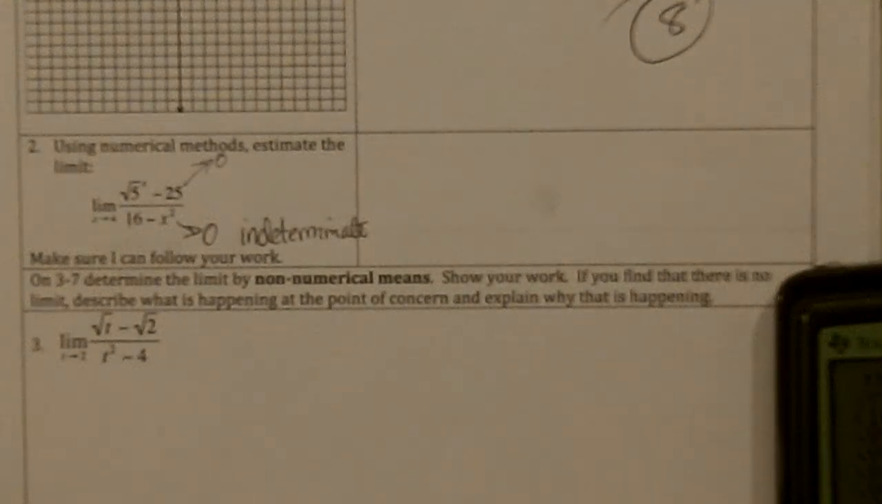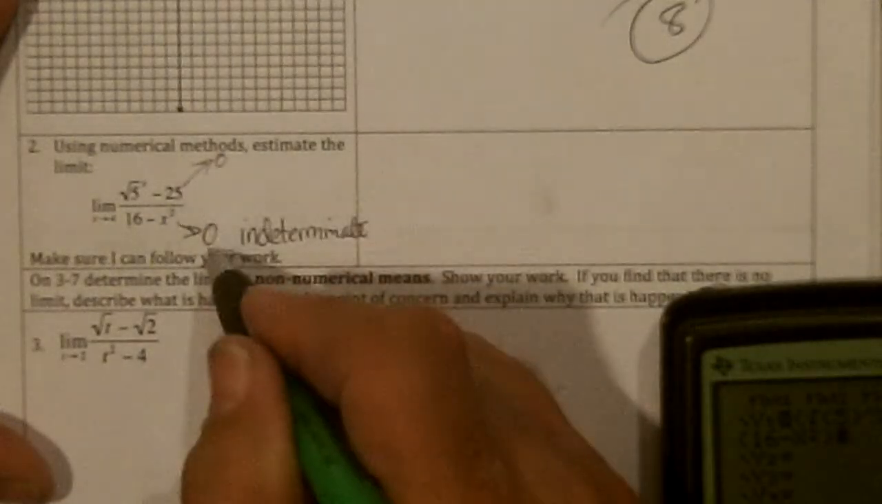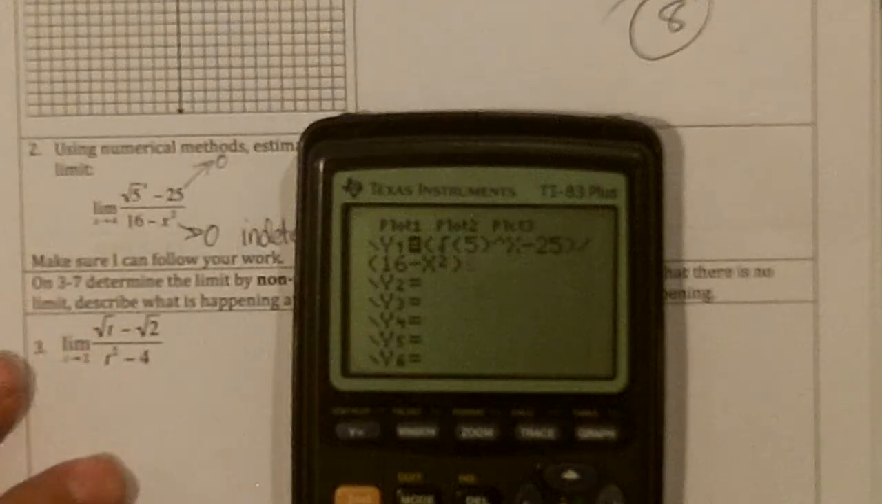Now, if one of them goes to 0 and the other doesn't, then it's a determinable limit. It's not indeterminate if one of them's a number and one's a 0, or vice versa, or one of them's an infinity, one's not, or something like that. Okay, so now we have to get it.